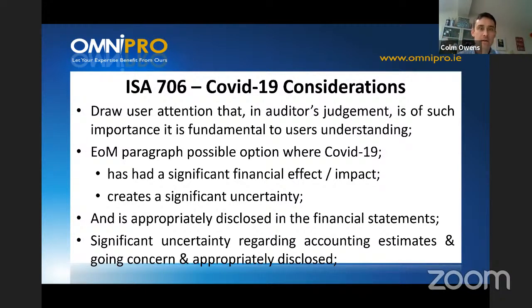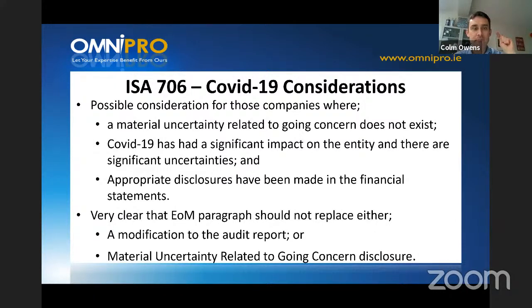Now, just on one last slide, the 706 shouldn't replace a modification. You're saying it's the great utility belt, but if you need to modify, you need to modify. And if it's a material uncertainty, you've got to get it in there. We're potentially looking at material uncertainty related to going concern paragraphs and emphasis of matter paragraphs in the same audit report, because there are other significant uncertainties, such as issues over impairments and issues over estimates that are of such importance that they need to go in there.